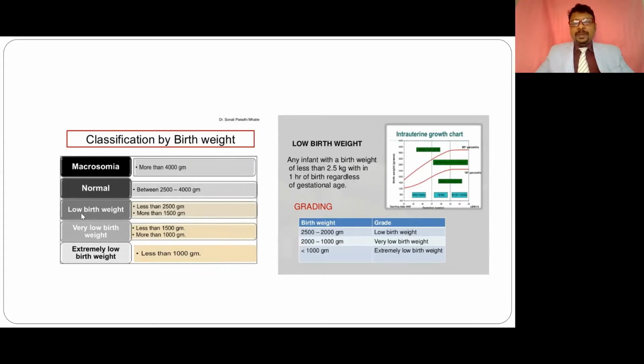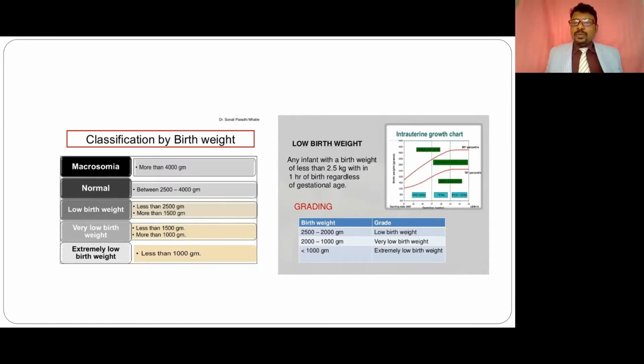Normally, if any baby is born after normal delivery or maybe cesarean delivery, the baby should be in between 2500 grams and 4000 grams, which is normal. That is nothing but 2.5 kg to 4 kg is the normal weight. If it is more than 4 kilos and 4.5 kilos, it indicates overweight.